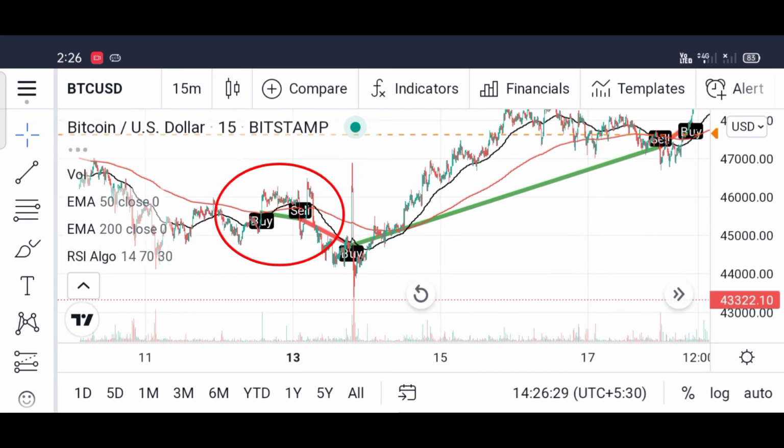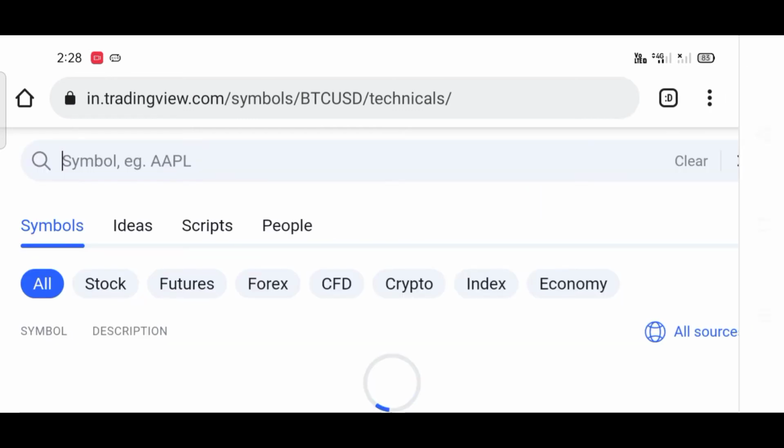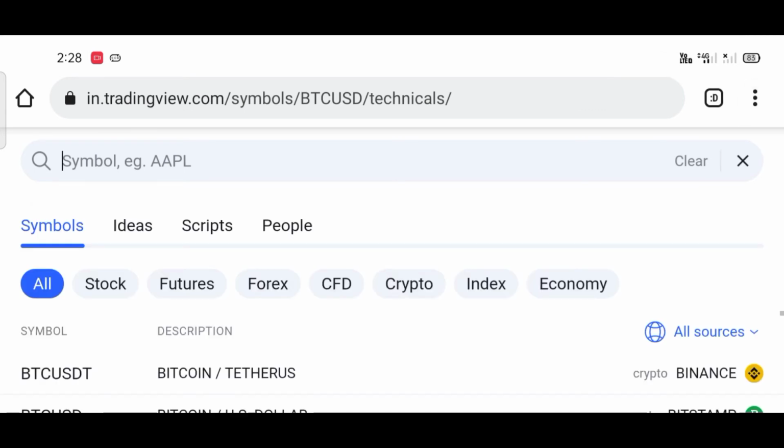But sometimes it gives fake signals. To reduce it, we should follow another method. For that, open this technical indicator page given in description. We can select any pair from here, like Ethereum USD.